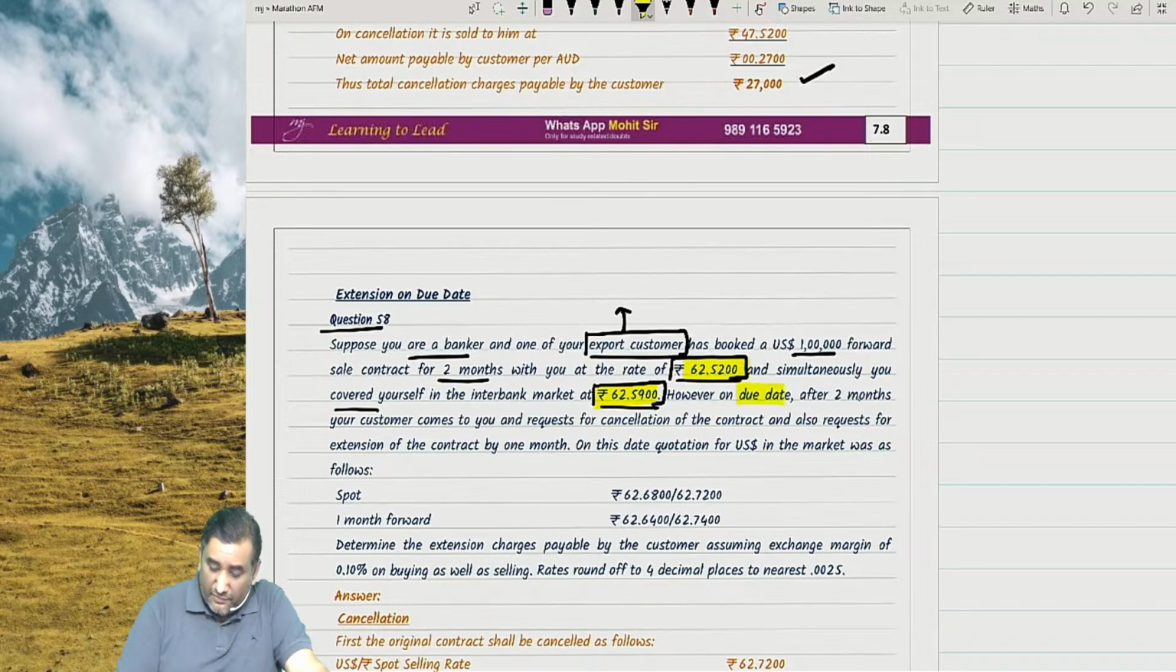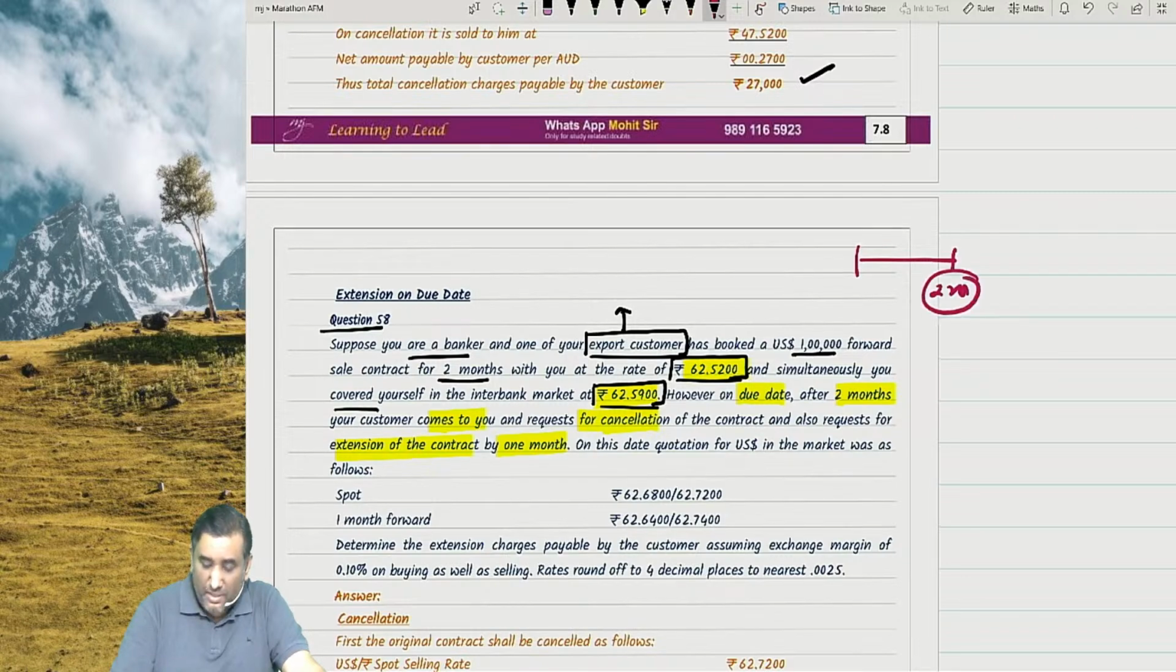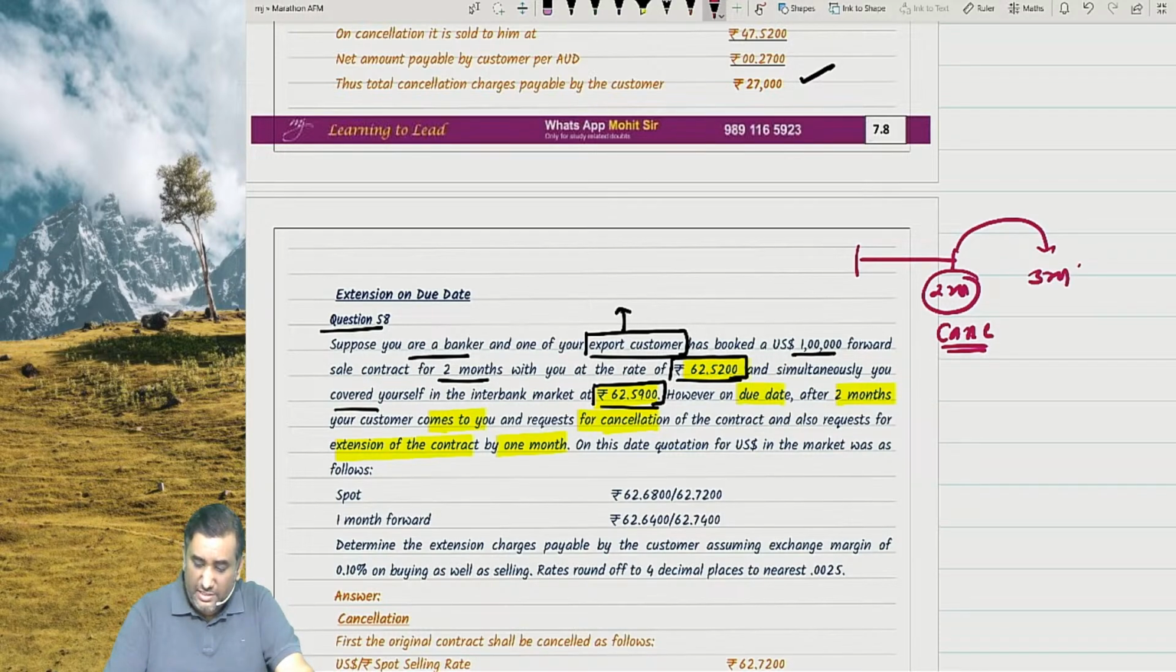However, on the due date, after 2 months, your customer comes to you and requests cancellation of the contract and also requests an extension of the contract by 1 month. So basically, if I stand here, let's suppose this was the 2 months due date. On this, one part would be cancellation. Cancellation would be, the original was sell dollars, from the customer's perspective, sell dollars at the agreed rate, buy at what rate, and then from here to here you have to adjust, give what? 1 month forward rate.